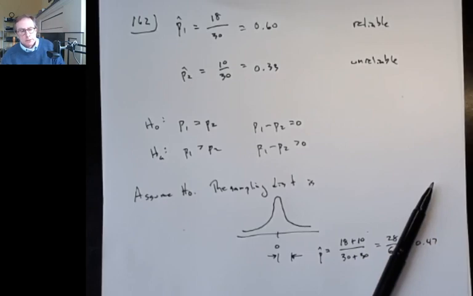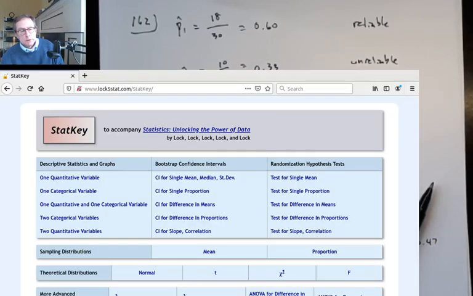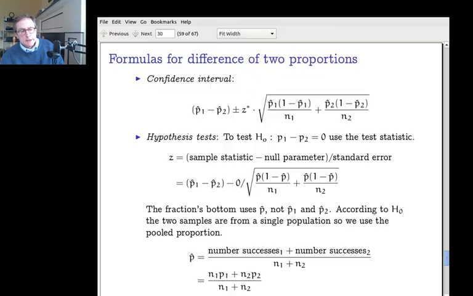I'm going to scoot away here just for a second. There we go. You use that P hat in this formula here. Okay, and that's what this part down here says. It says take the two samples and combine them into one.